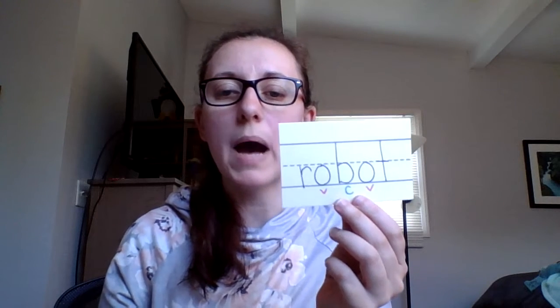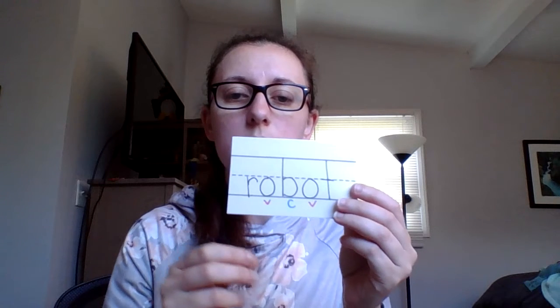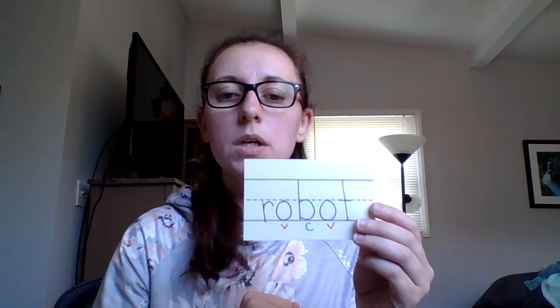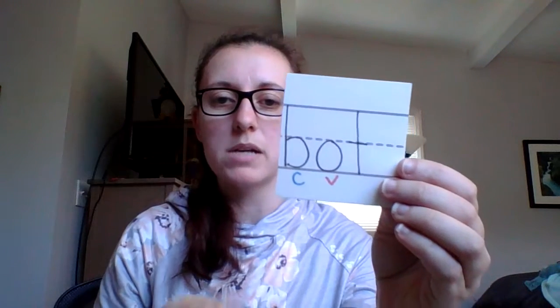Next word is robot. I see two vowels, so I know it's two syllables, but now I need to separate it so that there's a vowel in each syllable. So we're going to do ro-bot. There's a vowel in this, R, and then the O, and then bot, B-O-T.